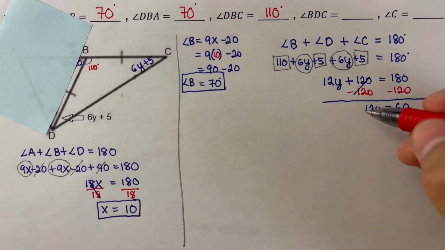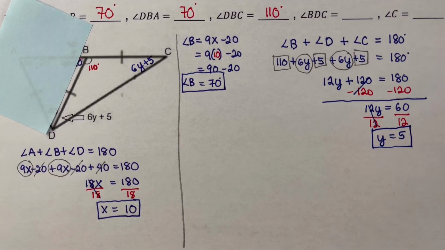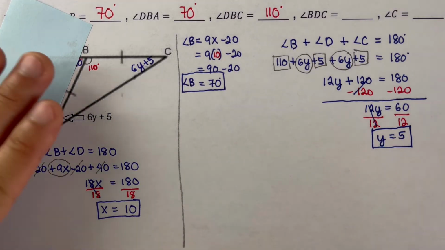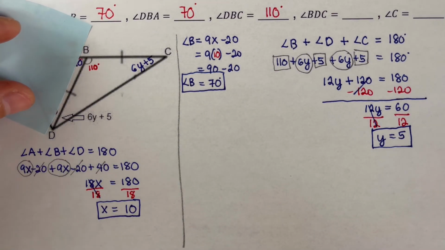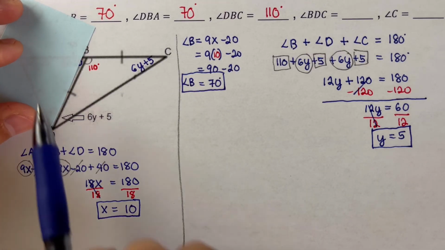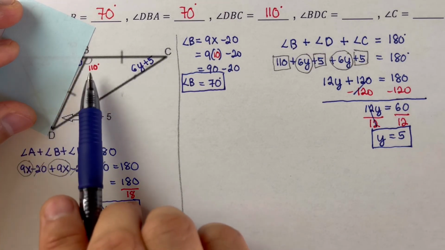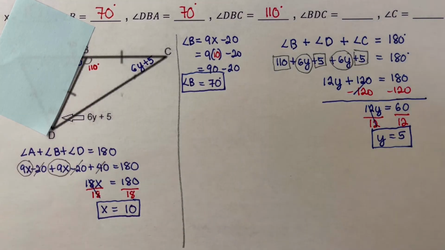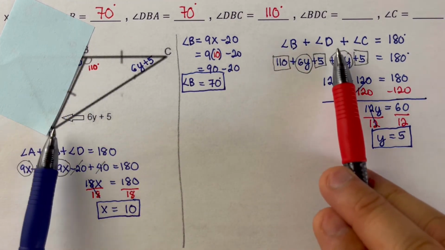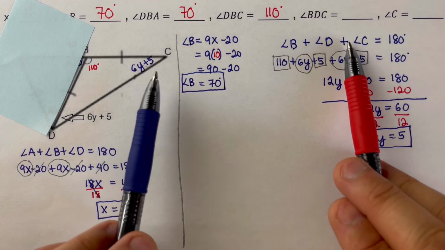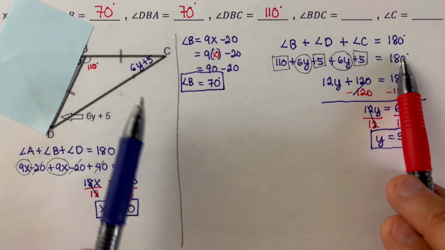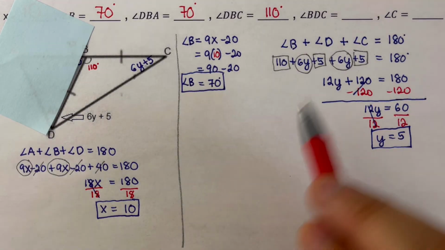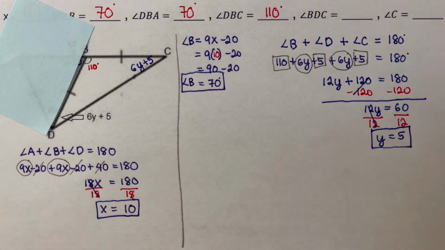So the value of y is 5. What I did here was add all these three angles. Again, I had to cover the other triangle so we're not overwhelmed by all the other values around it. So we have 110, that's angle B, plus angle D, which is 6y plus 5, plus angle C, which is another 6y plus 5. The three angles in this triangle should always equal 180. I did the math, and it came out to be y is equal to 5.